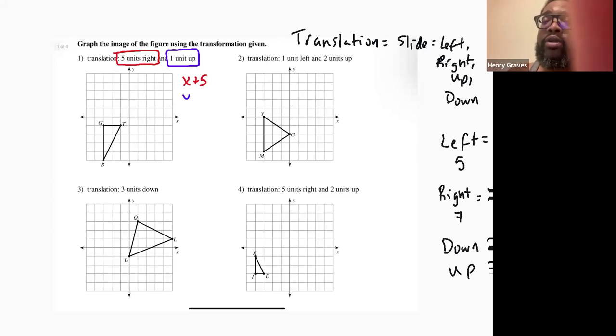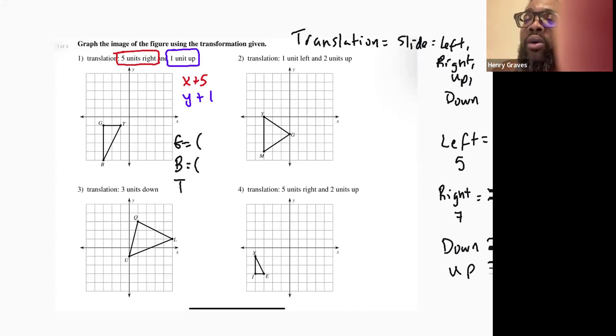So they gave us an ordered pair, specifically a triangle GBT. So I'm going to write the ordered pairs of G, of B, and T, right? G looks like its ordered pair is -3, 1. My B is also at X is -3, but it's all the way down to -5. And my T is at -1, comma -1.